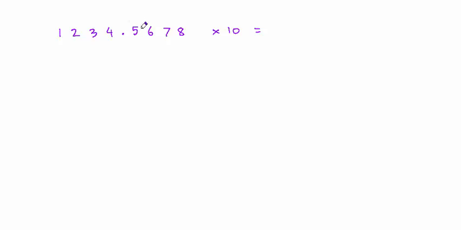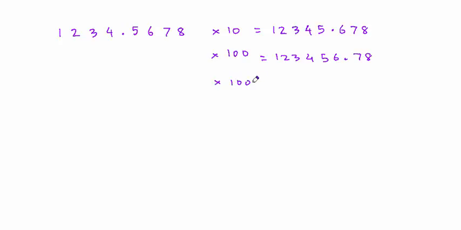decimal point moved one place over to the right. So the answer will be 12,345.678. And then when you multiply this number with 100, the decimal point moves two places over to the right. So we have 123,456.78. And when you multiply the same number with 1000, probably you guessed it right, move the decimal point three places over to the right. That makes it 1,234,567.8.